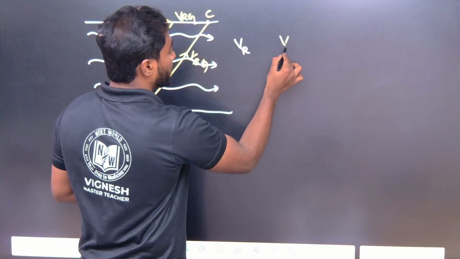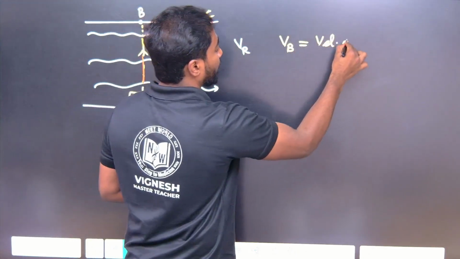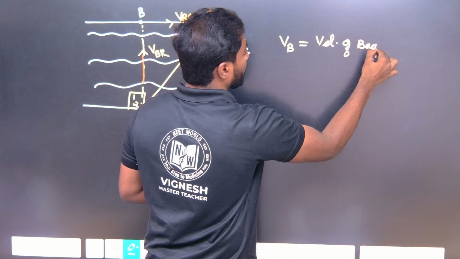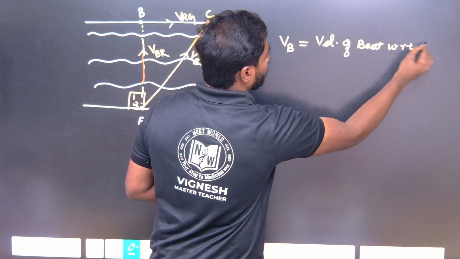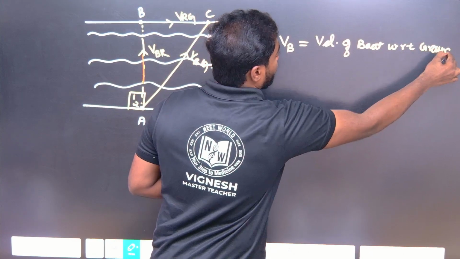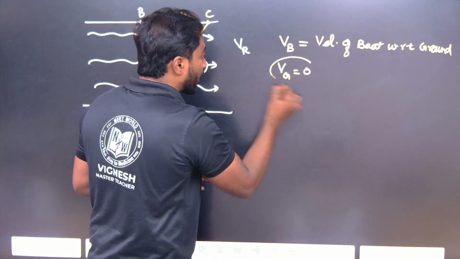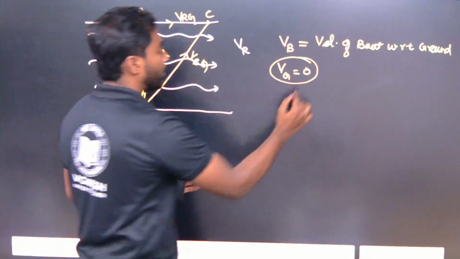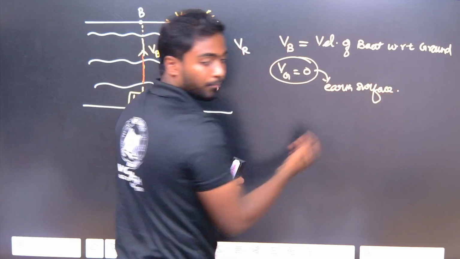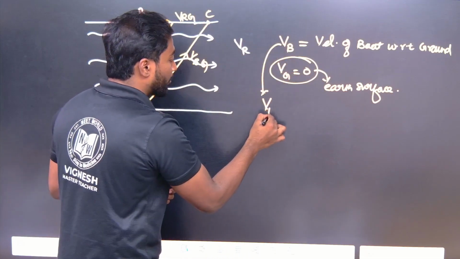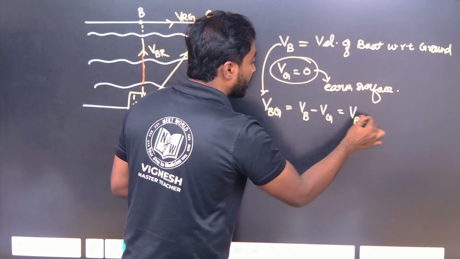Now let me write: VB is nothing but the velocity of the boat with respect to ground. Simple, right? Here the velocity of the ground is equal to 0, since we are considering the ground as the earth's surface, which is not moving. Either I can write it like this, or the velocity of the boat with respect to ground is the velocity of the boat minus the velocity of the ground, which is VB minus 0.